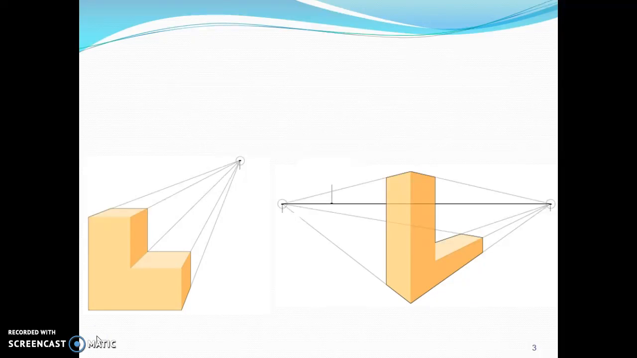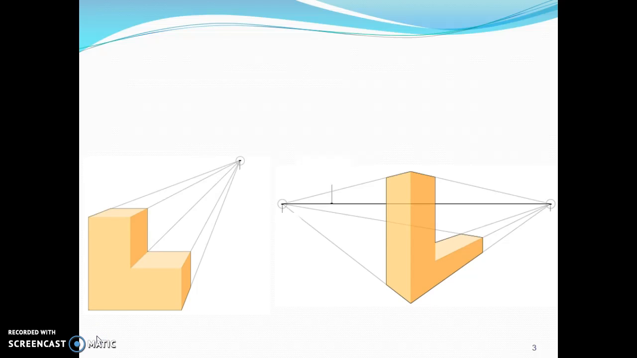Two of the most common types of perspective drawings are one-point and two-point perspective drawing. In one-point perspective drawing, the object on the left, by extending the parallel horizontal lines, we can see that they converge at one common point called the vanishing point. And in two-point perspective drawing, the item on the right, there are two vanishing points.